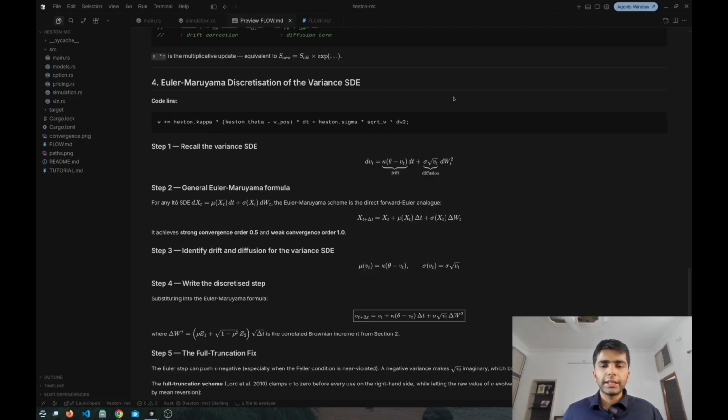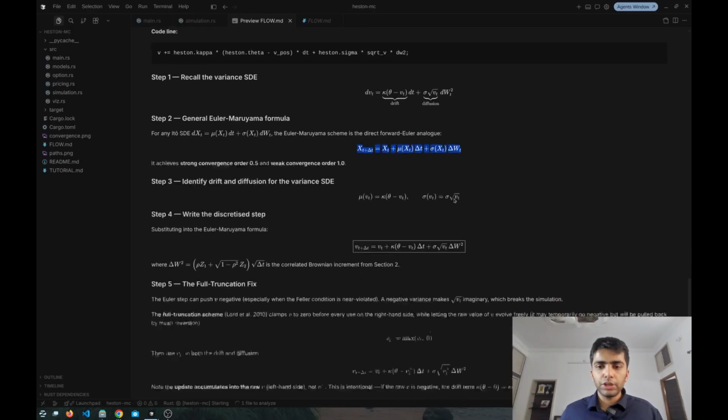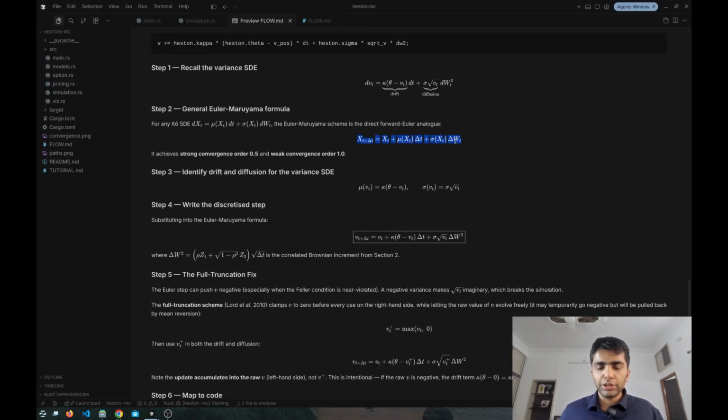So now we'll discretize the variance stochastic differential equation, and its discretization is going to be much simpler than the discretization of the asset price stochastic differential equation that we did previously. This is the variance SDE formula, and we discretize it using the Euler-Maruyama formula, which represents it like this. And we already have the correlated Brownian motions, so we can get the Brownian motion for the variance using this formula that we had, which will give us a Brownian motion correlated to the asset price Brownian motion.